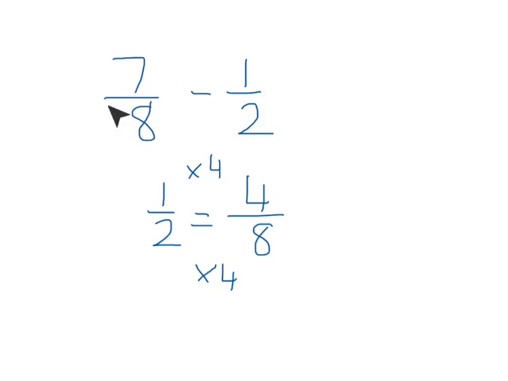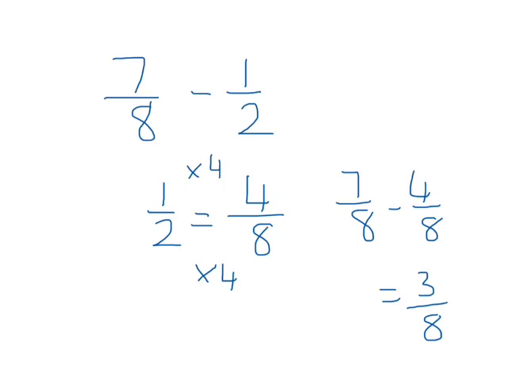Now they have the same denominator, so it's easy to subtract them. 7/8 take away 4/8 equals 3/8. So 7/8 take away a half is 3/8.